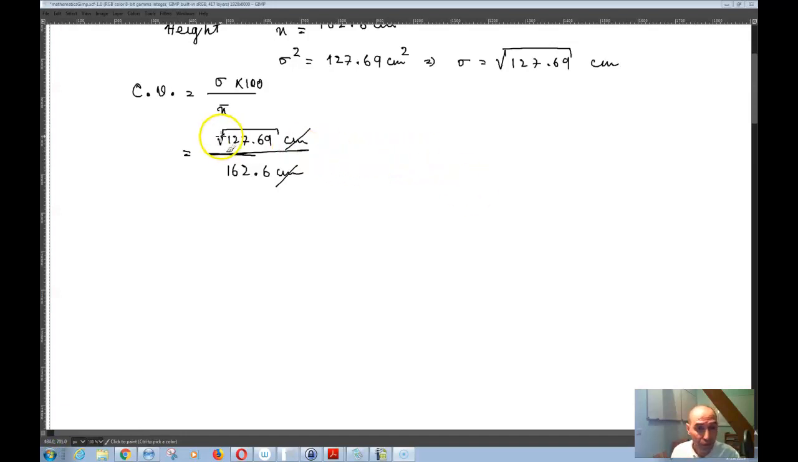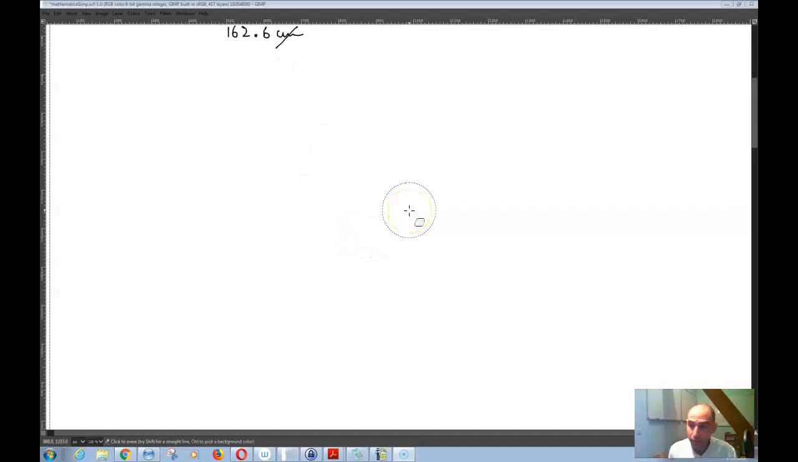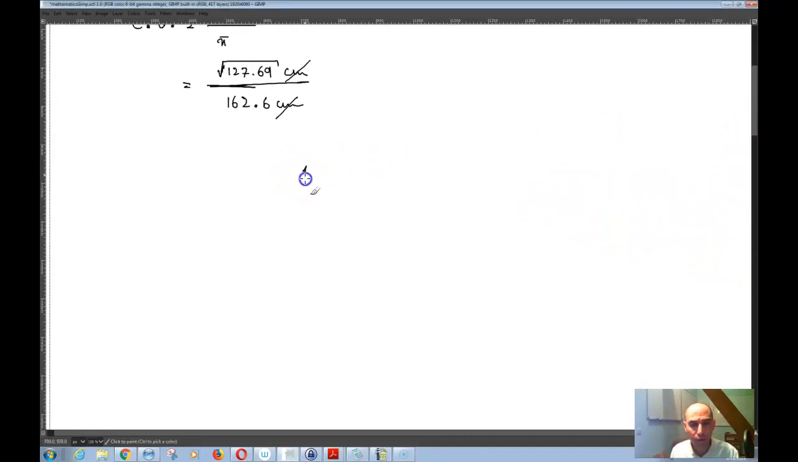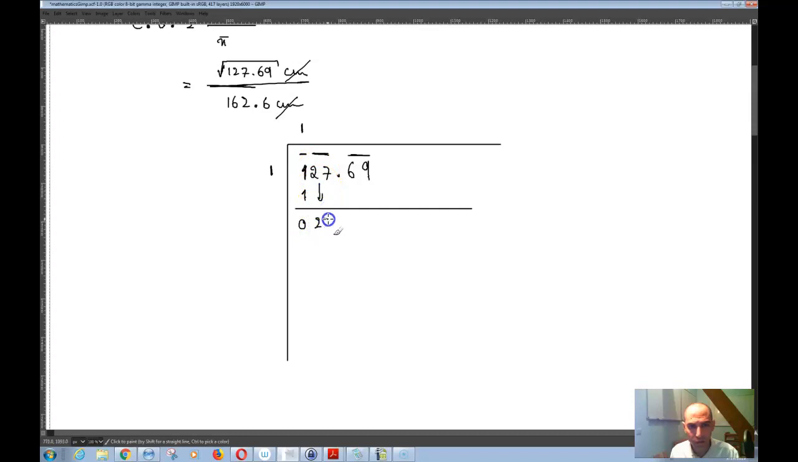Okay, now to calculate the square root of 127.69, I did do it once and it seems that I made a mistake. Now if I group it into groups of two, first of all, 1 times 1 is equal to 1, and I have 0 remainder, and this 27 I can bring down. Then 1 plus itself becomes 2, and I can write 21 times 1 is equal to 21, and you have 6 remainder. Then I bring down the 69, and the decimal point goes up here.